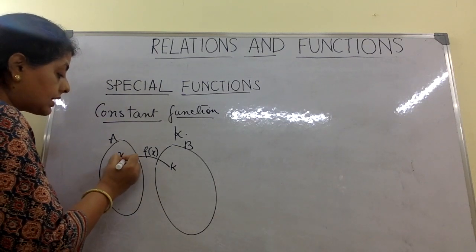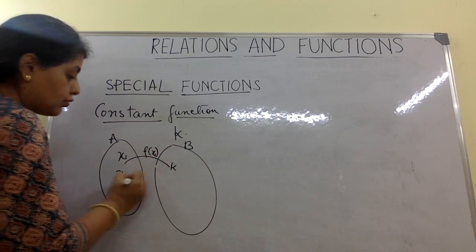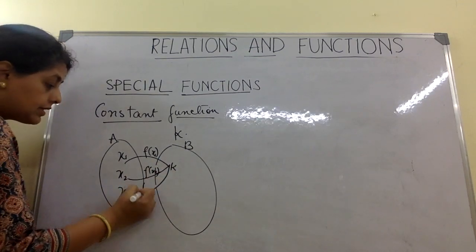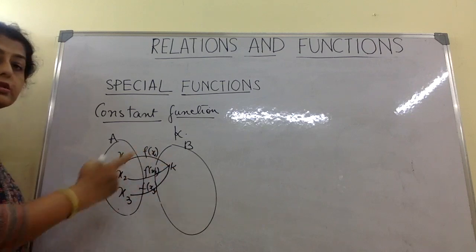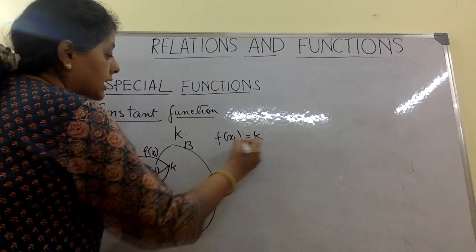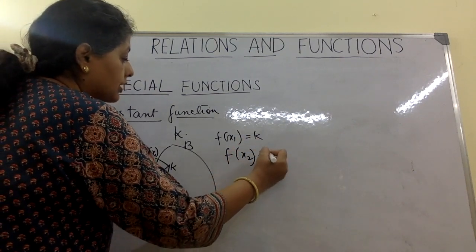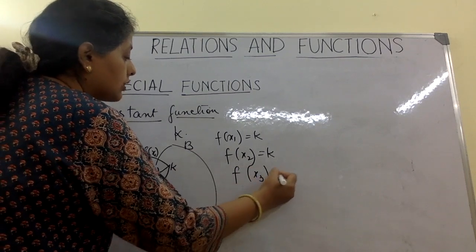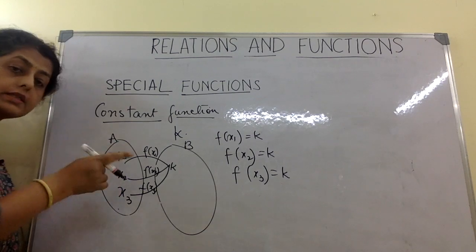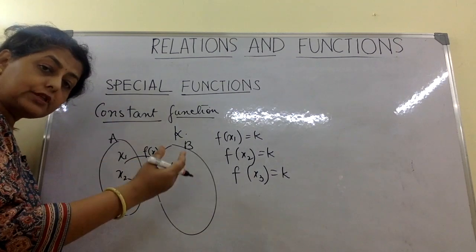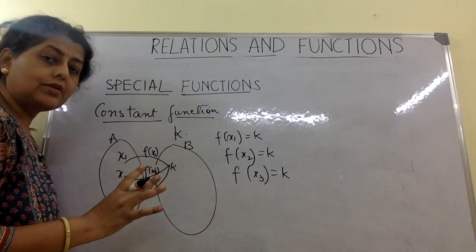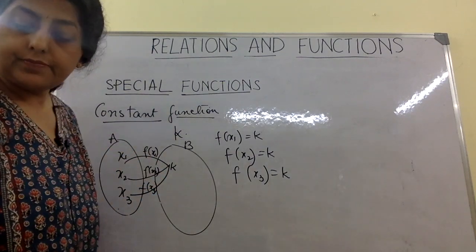Now here I can have x1, f(x1), I can have x2, f(x2) is also equal to k, f(x3) is also equal to k. So f(x1) is equal to k, f(x2) is equal to k, f(x3) also equal to k. It means for the entire domain, whatever is there in the domain, the image of that is always one constant value. That makes a constant function. Let's see the next type of function.